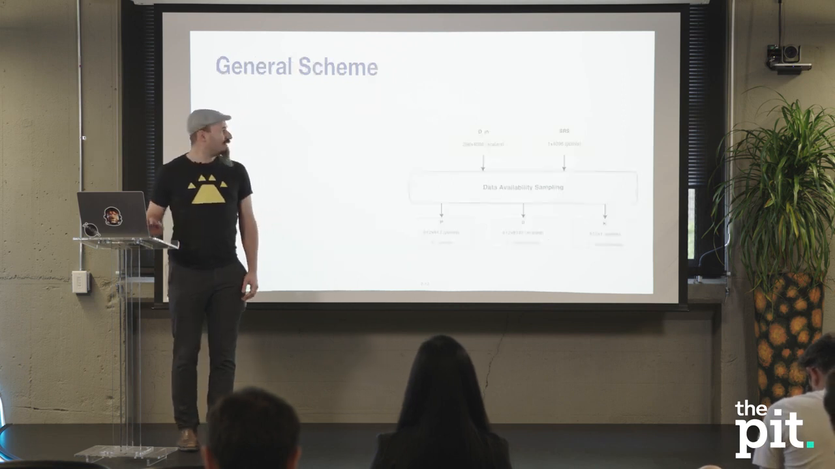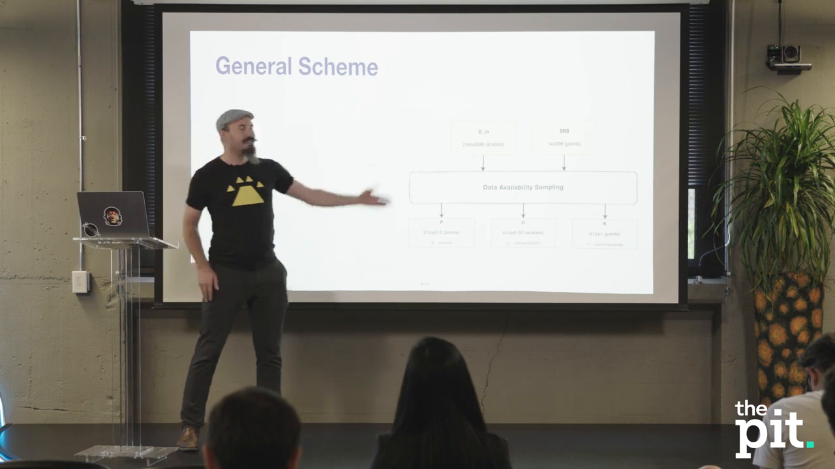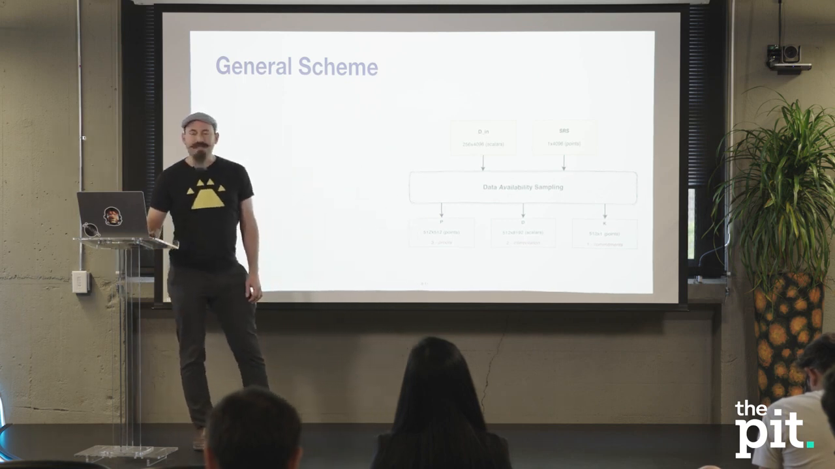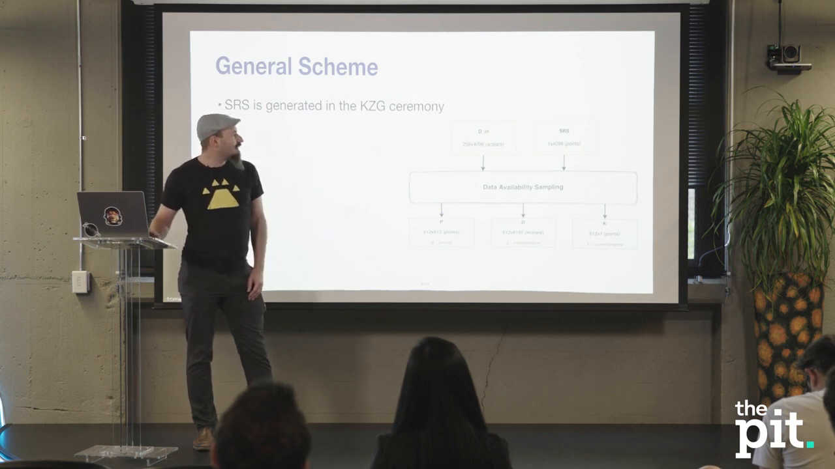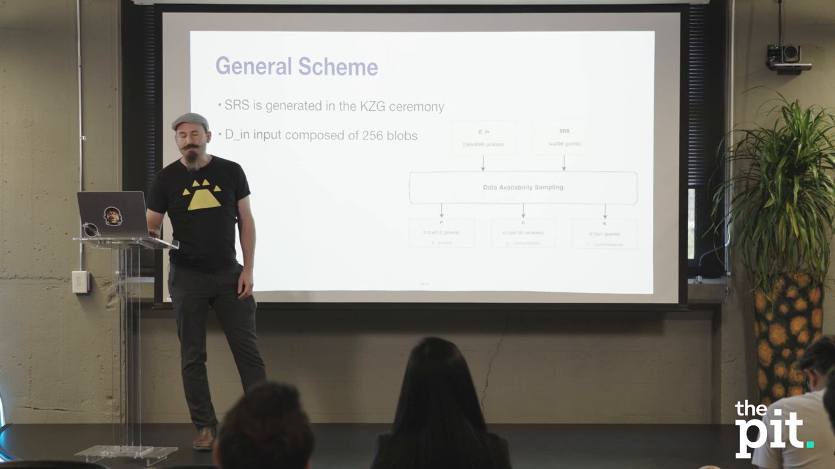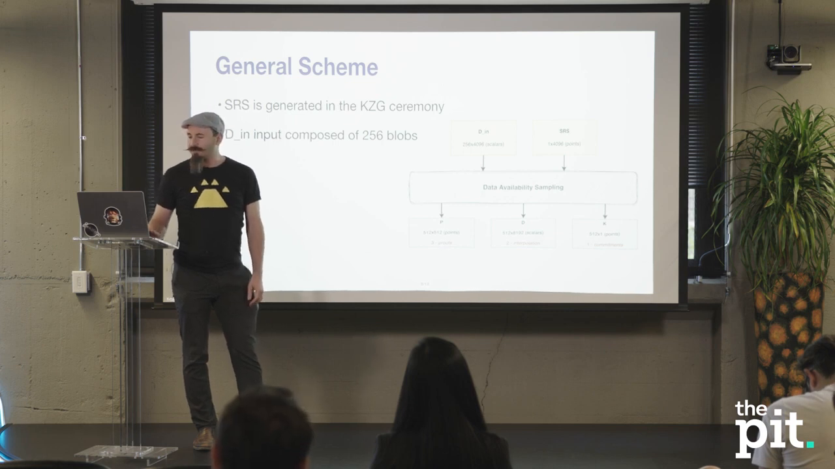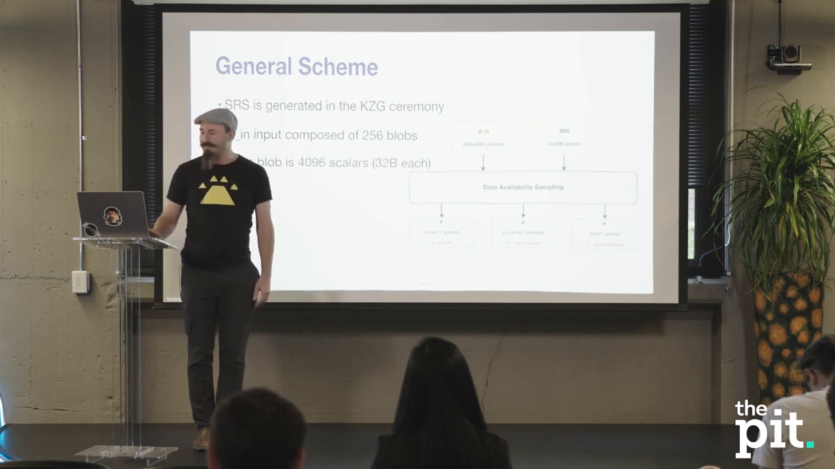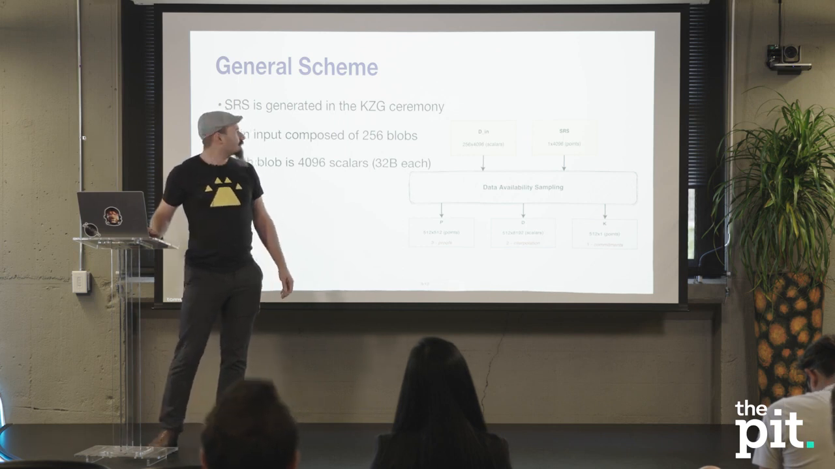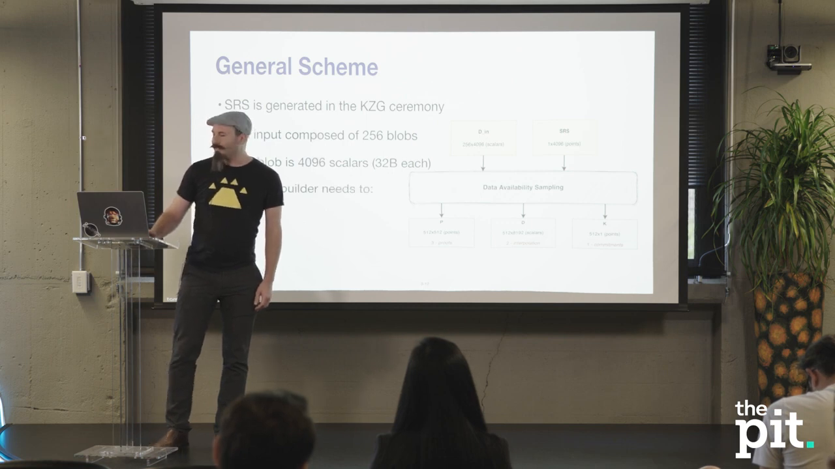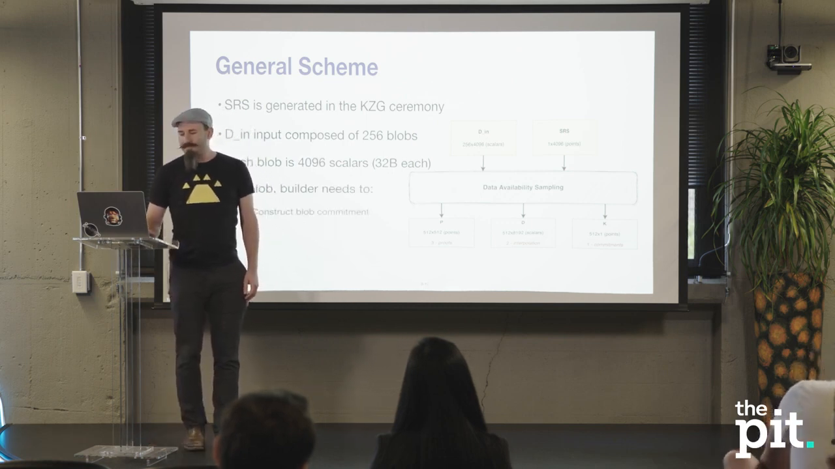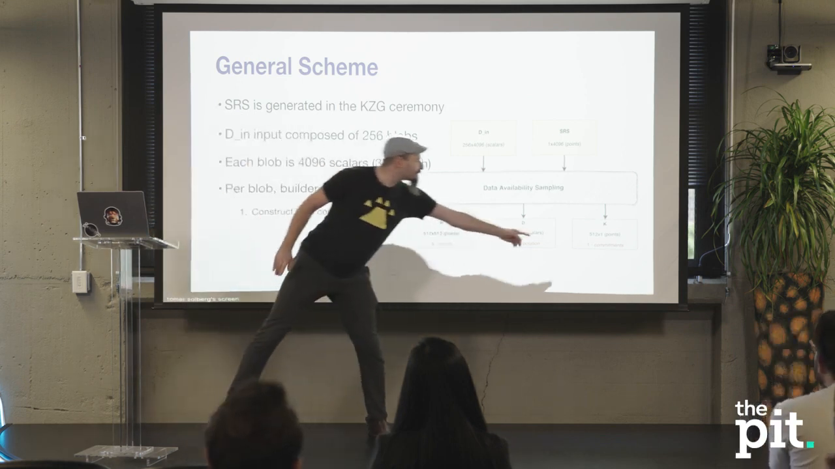In general, we have the SRS, which is generated in the KZG ceremony. It consists of 4,096 elliptic curve points, and we get the block, which we view as composed of 256 blobs. Each blob is composed of 4,096 scalars. So in total, we have 32 megabytes in this block. And per blob, we need to do three things. One is to construct a blob commitment.